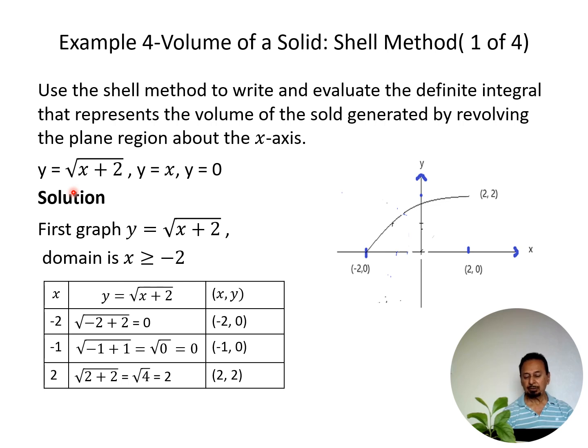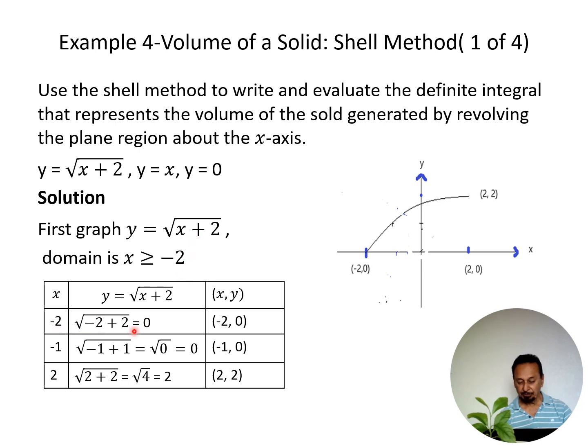The planar region is bounded by the equations y equals the square root of x plus 2, y equals x, and y equals 0. So we're going to graph all of these to create the plane region. Let's first figure out y equals the square root of x plus 2. The domain of the square root is x bigger than or equal to negative 2, so you're going to start with negative 2.